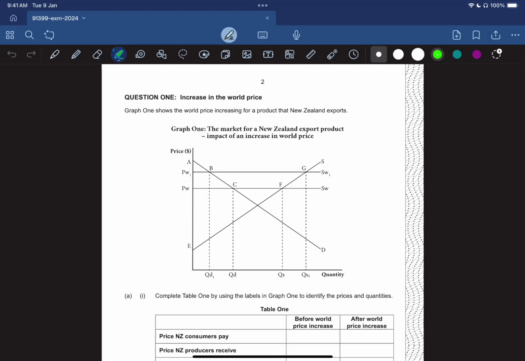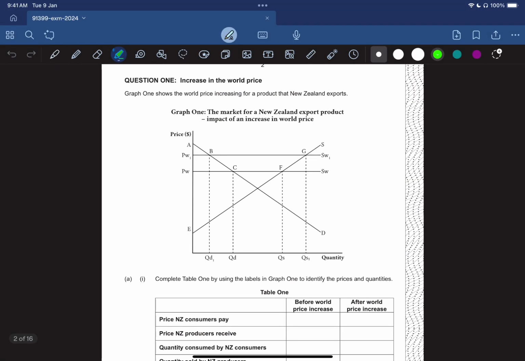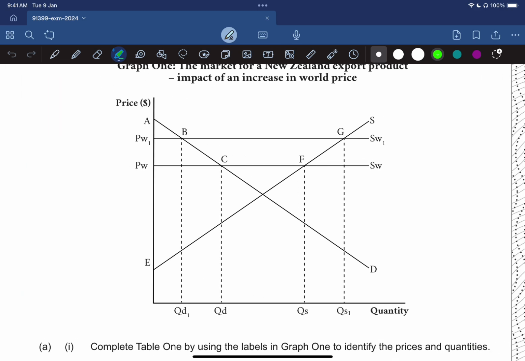So essentially, guys, starting off here for question 1, we're looking at an increase in world price. Remembering with our world price, go watch the video I've got on world price if you haven't already. But essentially, our world price is over here. This is our original world price, this is the price that consumers would be paying. And then once the world price increases, it's going to increase up to this price here.